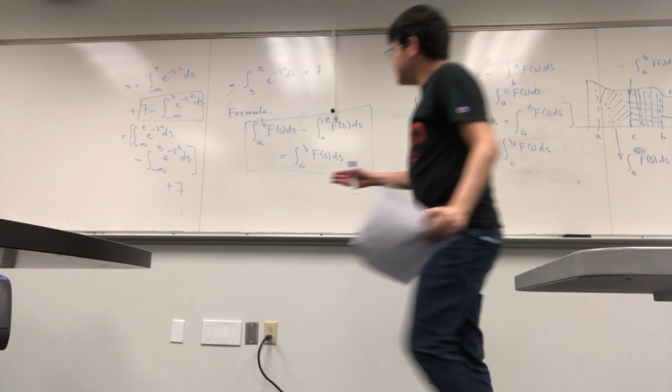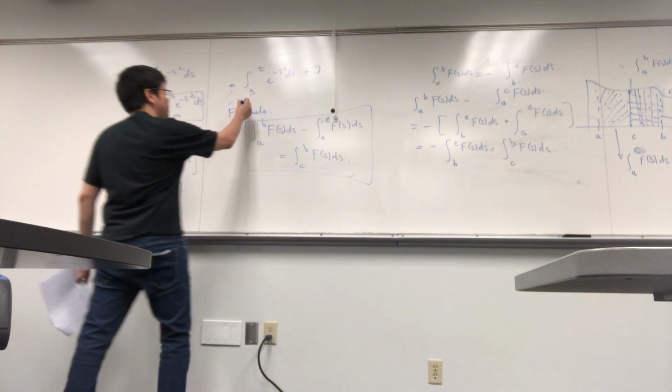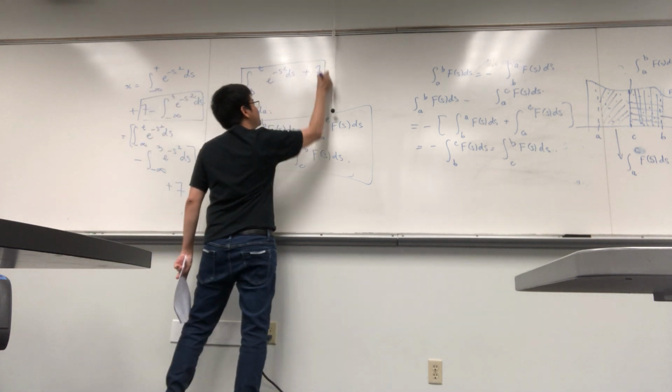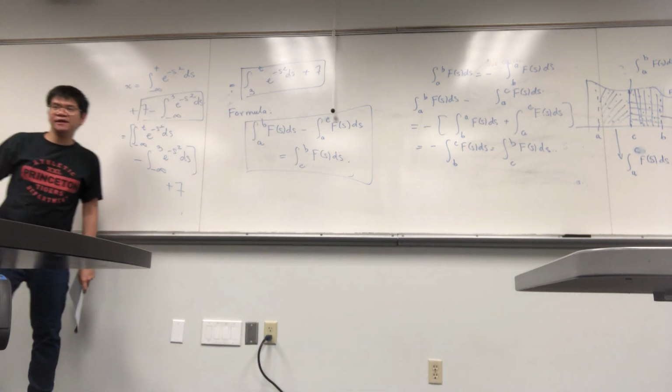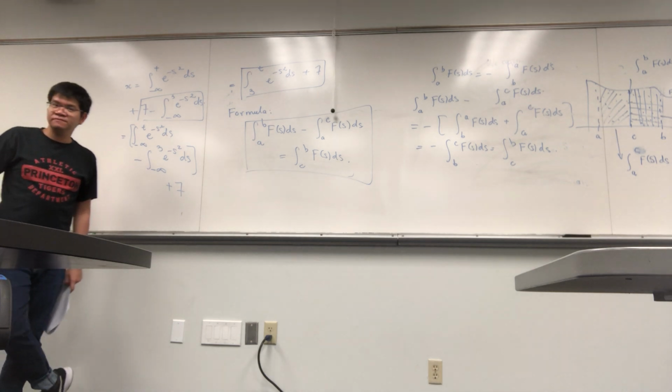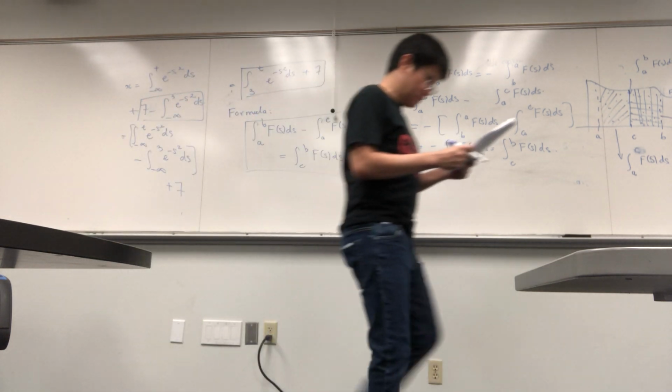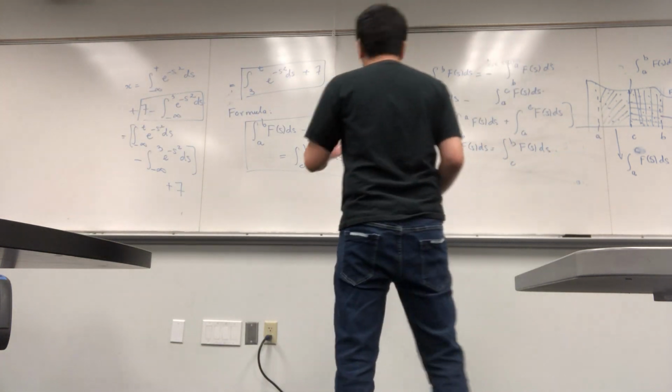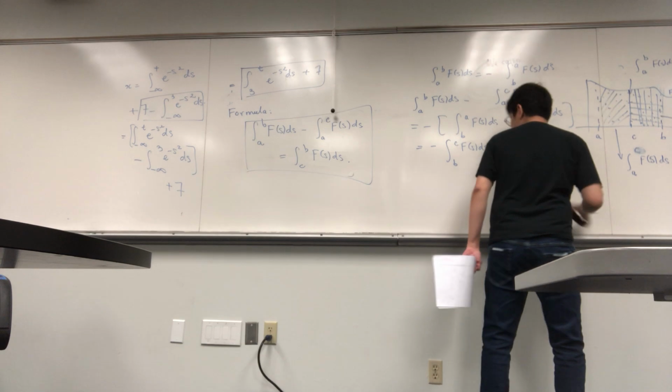All right. So finally, this is the answer that we have: the integral from 3 to t of e to the power minus s squared ds plus 7. Is it clear? Questions? Right. So now let us go to another example.